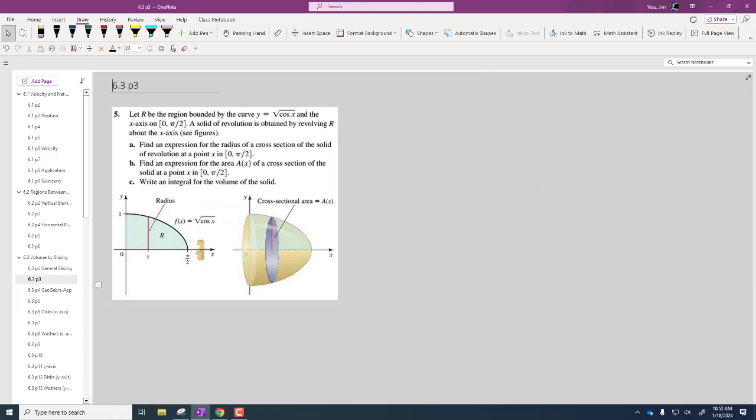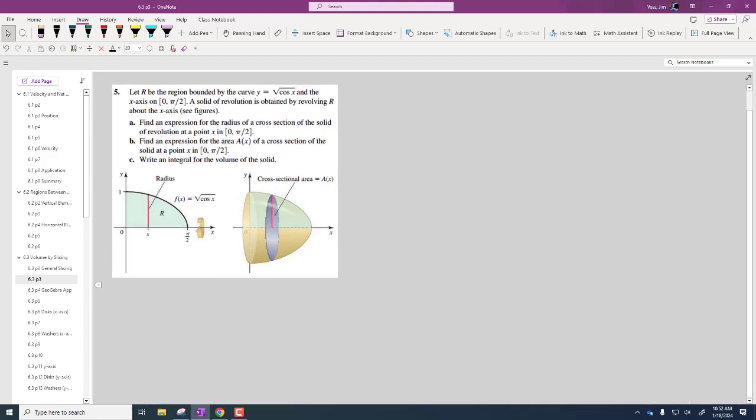Okay, so let's take a look at another one. So here we've got our base region. This is going to be the base right here. And we're going to do some things a little bit differently here. We're going to take this and rotate it around the x-axis and create that parabolic solid. Well, it's not parabolic, you know what I mean, though. It looks parabolic-ish. It's going to look kind of like a paraboloid. It's going to look like a bullet.